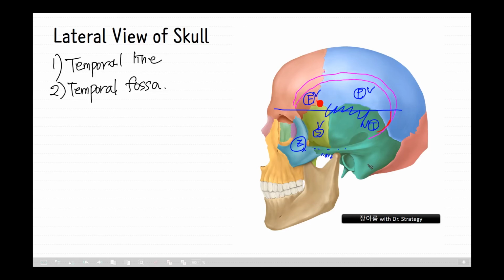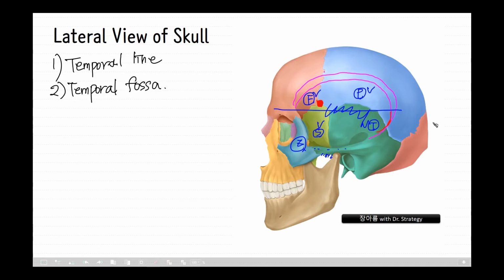In our textbooks, the boundaries of this fossa are explained as follows. Medial. Medial in this figure means deep, far from your side. The frontal bone, parietal bone, temporal bone, zygomatic bone and sphenoid bone. In other words, this is the base or the floor of the temporal fossa. And lateral means toward your side, and the boundary or limitation of this temporal fossa is demarcated by the temporal fascia.